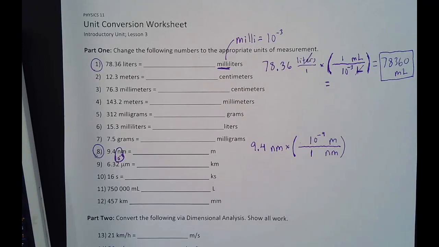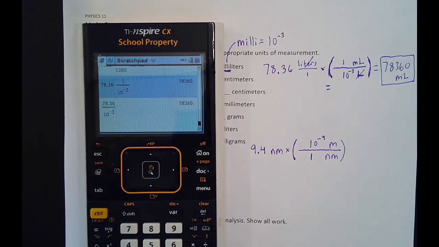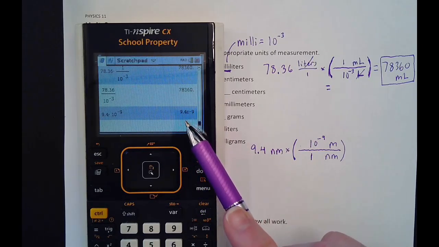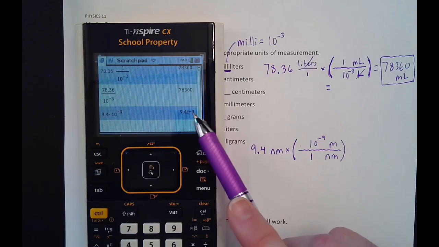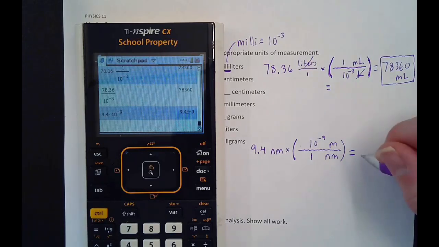And now we're ready to plug that into a calculator. So I have 9.4. I'm going to multiply by 10 exponent negative 9, enter. And of course, the calculator just spits back 9.4 E negative 9. E means times 10 to the negative 9th power. And we can leave this in scientific notation. So this one we could just write as 9.4 times 10 to the negative 9 meters with no calculator work really needed there.